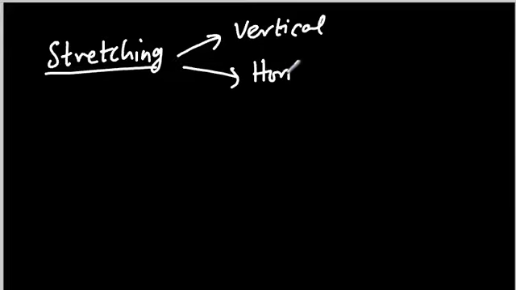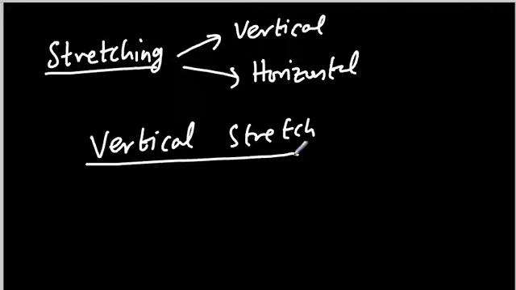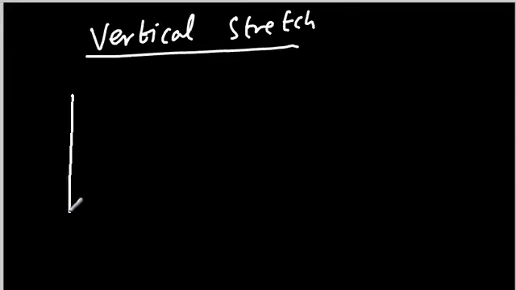The next transformation that we're going to talk about is stretching. There are two types of stretching, obviously vertical stretch and horizontal stretch. The first one that I'm going to be talking about is a vertical stretch. If we're stretching something vertically, what that means is we're really just stretching the y values, while keeping the x values intact.